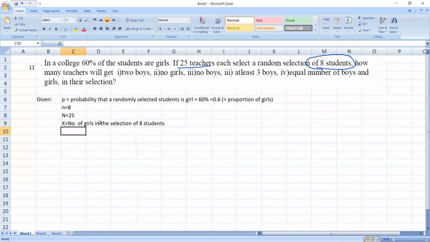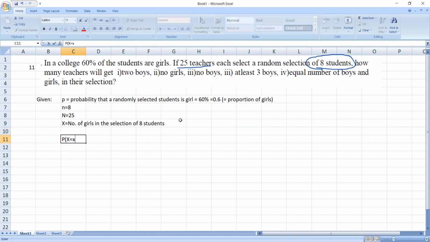Okay, so those who want to model this in terms of P by taking the probability of selecting a boy, if 60% of students are girls, then the remaining 40% are boys. So in that case, you can take P as the probability of selecting a boy, which becomes 0.4. And then you can define X is equal to the number of boys in the selection of 8 students.